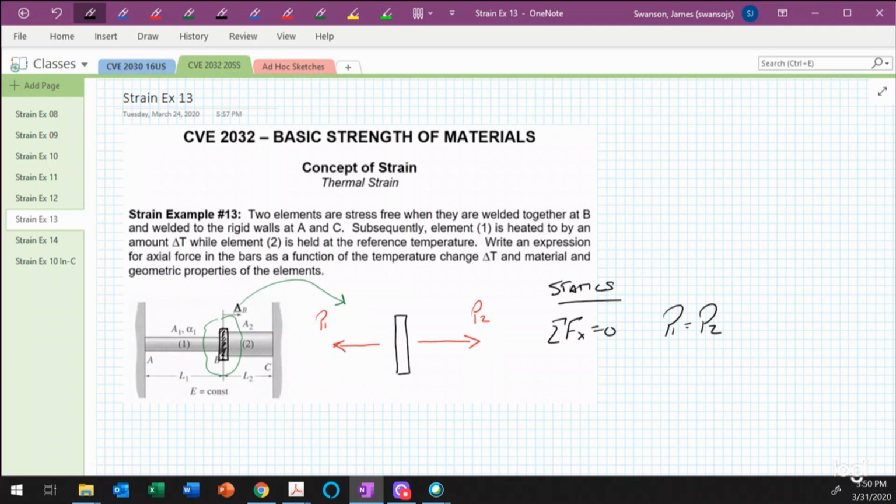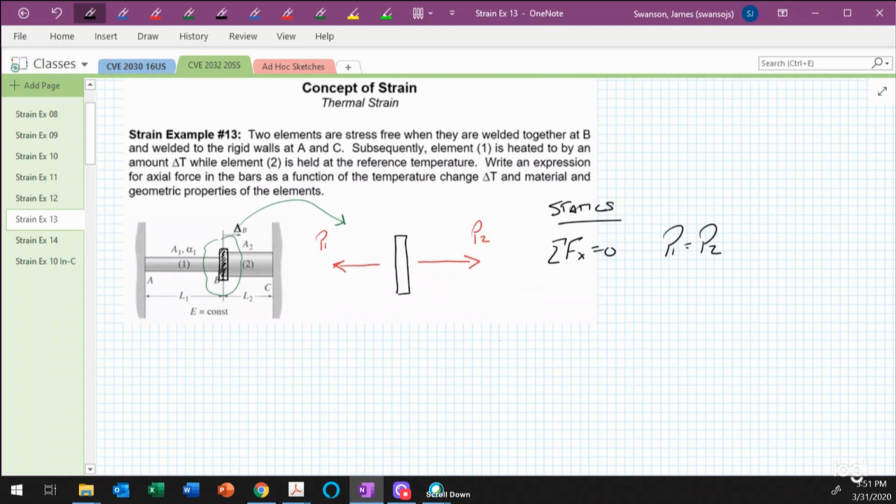Now, if we look at this and we think about a temperature change that's positive, in other words, it gets hotter for element number 1, then element number 1 is going to grow, and it's going to go into compression. So these member forces that I've drawn in here are backwards from what I would expect, but they're drawn correctly from the sign convention point of view that tension is positive. So that's why I've done that.